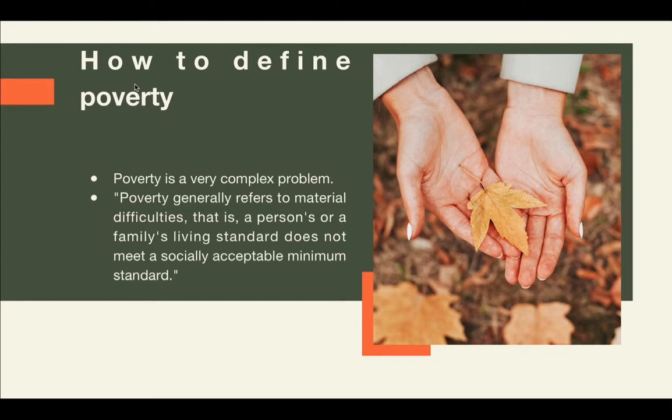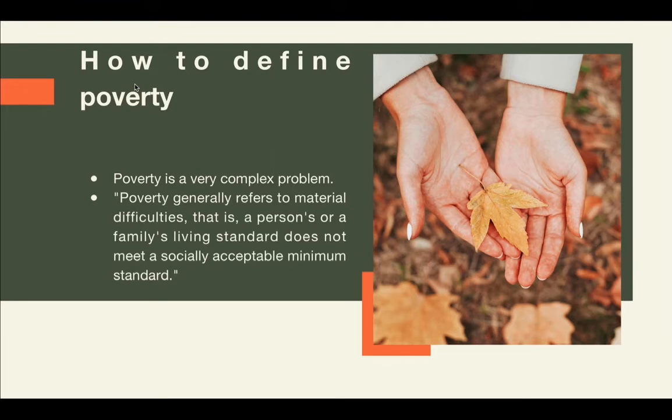Poverty is a very complex problem. According to the general theory of economics, poverty is the general term of economic, social, and cultural poverty and backwardness. But above all, it refers to the economic category of poverty, namely material poverty. Poverty generally refers to material difficulties, that is, a person's or family's living standard does not meet a socially acceptable minimum standard.